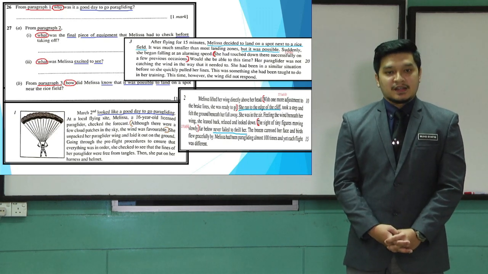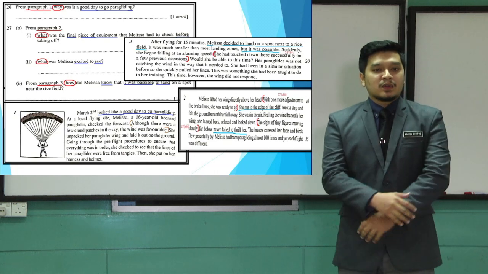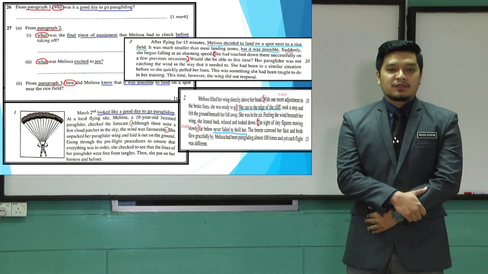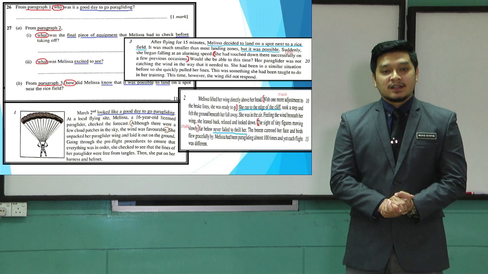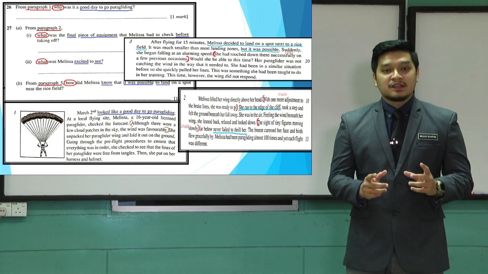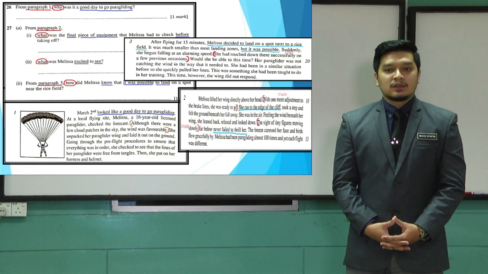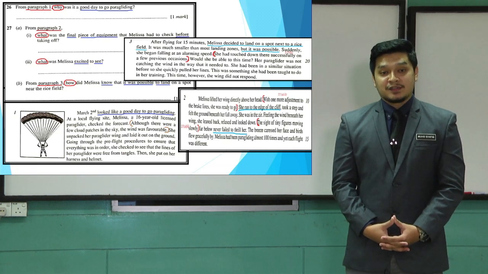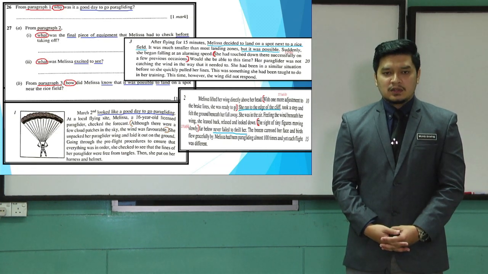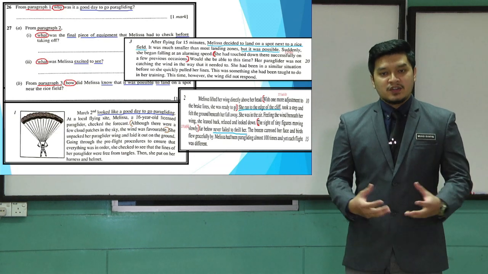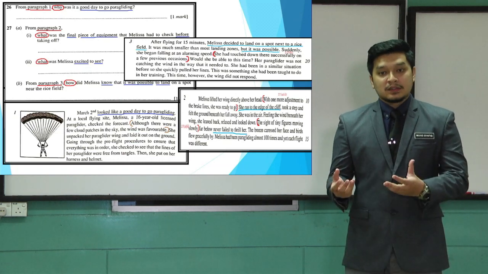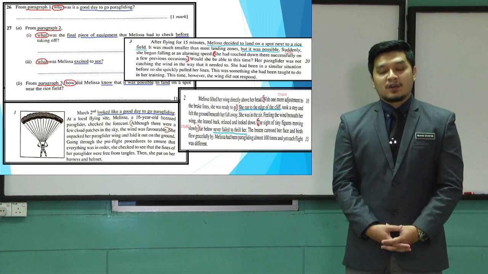That is the answer. For question 27B, the location of the answer is in paragraph 3. And the WH question used is how. How did Melissa know it was possible to land on a spot near the rice field? Okay, we need to find out how Melissa was very sure that it was possible to make a landing on a spot near the rice field.